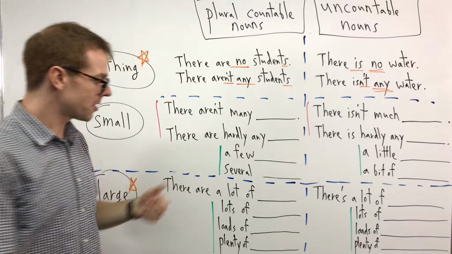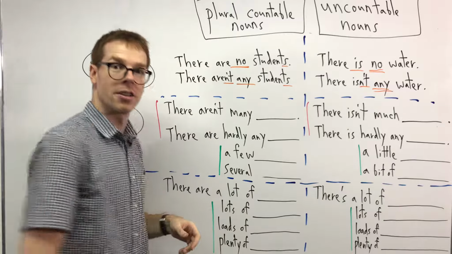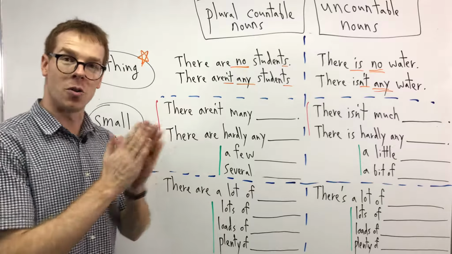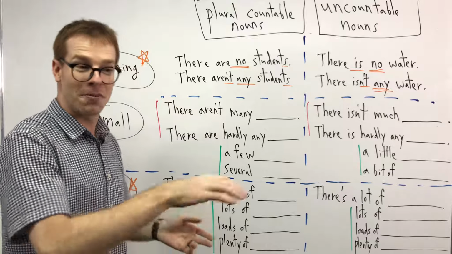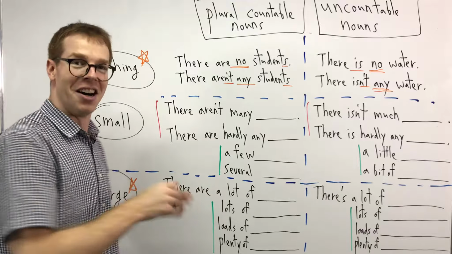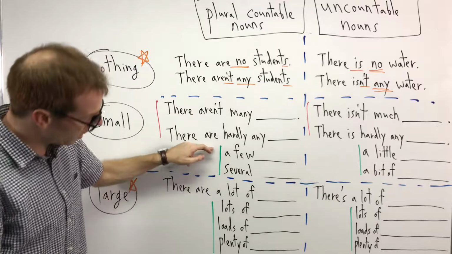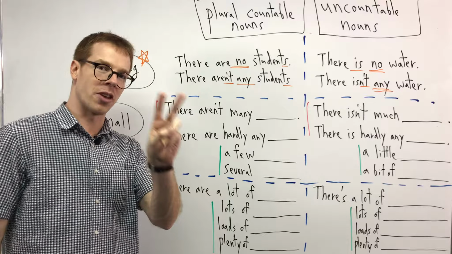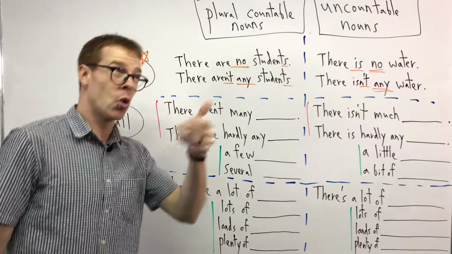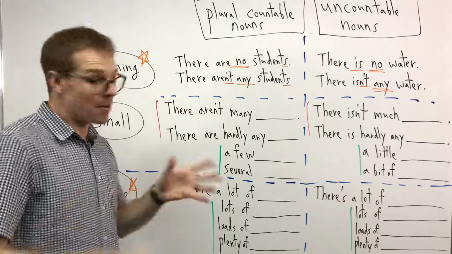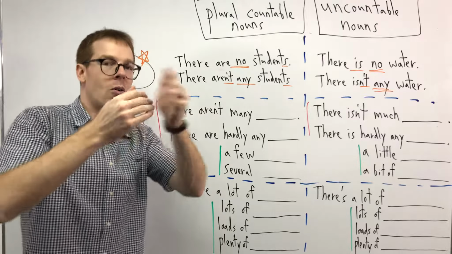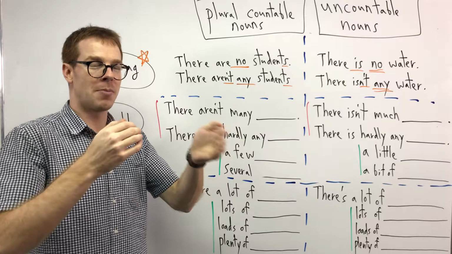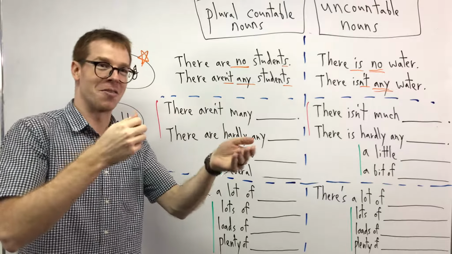If it's a more positive thing, we tend to use a different word. We could say, oh, there are a few. Good, I'm happy about this. There are a few students. I thought there would be none. A few is a very small number, I think like 2, 3, maybe 4. Several is usually more than a few, so maybe 3, 4, 5. A little more than a few.